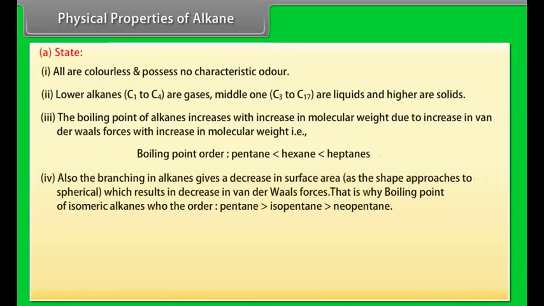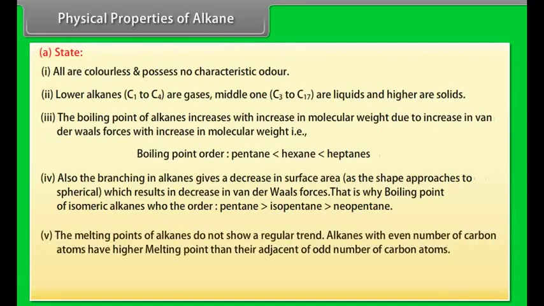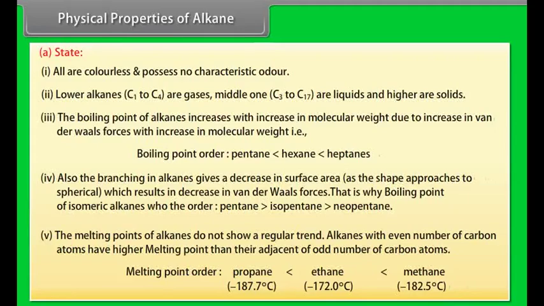Number 4. Also, branching in alkanes gives a decrease in surface area as the shape approaches spherical, which results in decrease in van der Waals forces. That is why the boiling point order of isomeric alkanes is pentane is greater than isopentane is greater than neopentane. Number 5. The melting points of alkanes do not show a regular trend. Alkanes with an even number of carbon atoms have higher melting points than their adjacent odd-numbered alkanes. Melting point order: propane is less than ethane is less than methane.